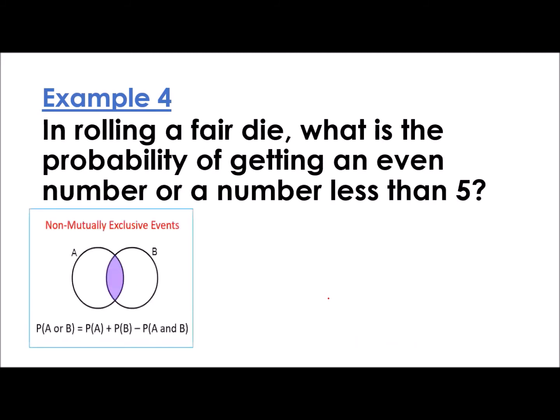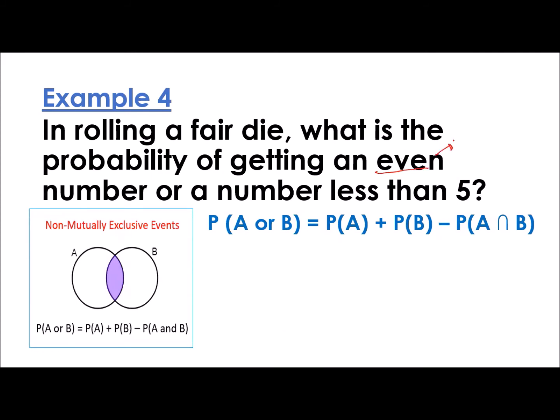So, paano natin siya sasagutan? Katulad kanina, yan po ang ating gagawin. So, we have probability of A plus probability of B minus probability of A intersection with B. Ilan ba ang even numbers? So, this is our probability of A. So, those are 2, 4, and 6. Tama po ba? And then, a number less than 5. This is our probability of B. So, we have 1, 2, 3, and 4.